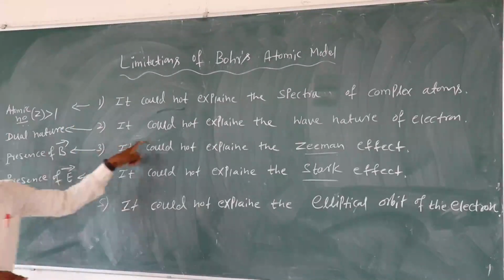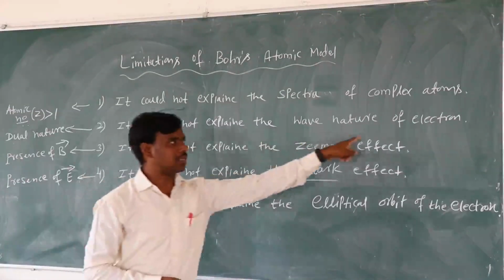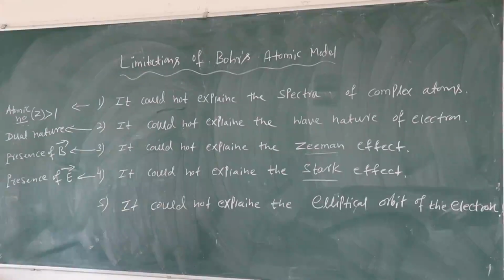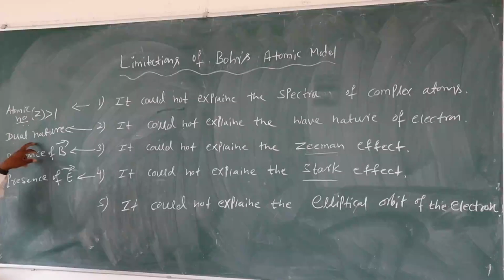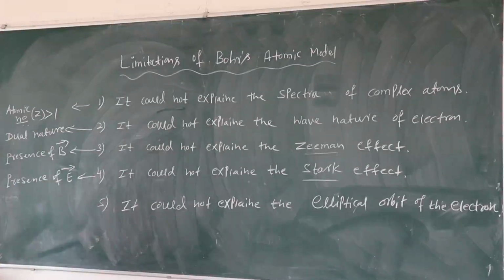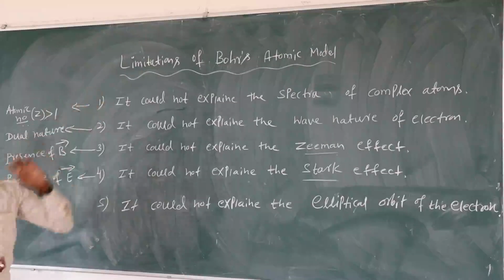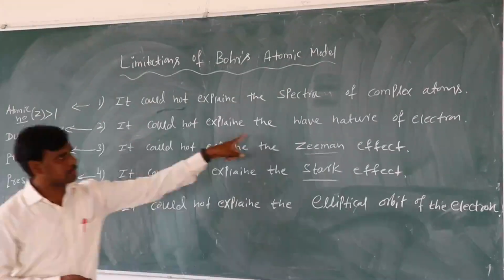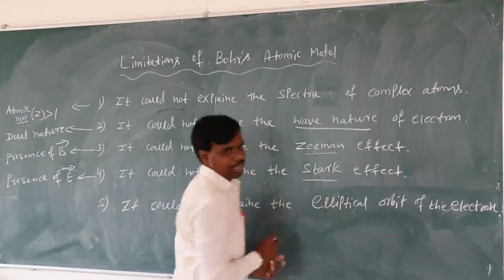Next one is, it could not explain the wave nature of the electron. Dear students, we know from the dual nature chapter that all particles behave like a wave and also like a particle. That means they have dual nature. Electron is a particle, and it also has a wave nature, but that wave nature is not explained by the Bohr atomic model. That is also one of the limitations. It could not explain the wave nature of the electron.